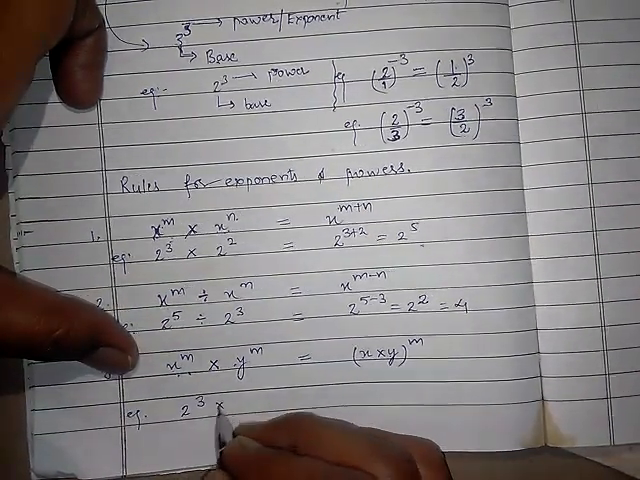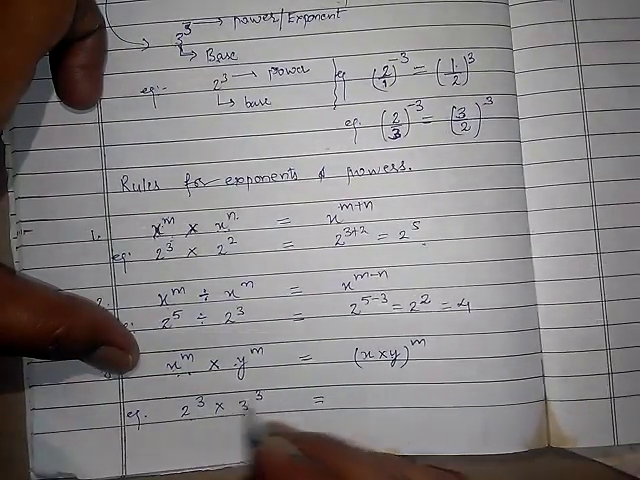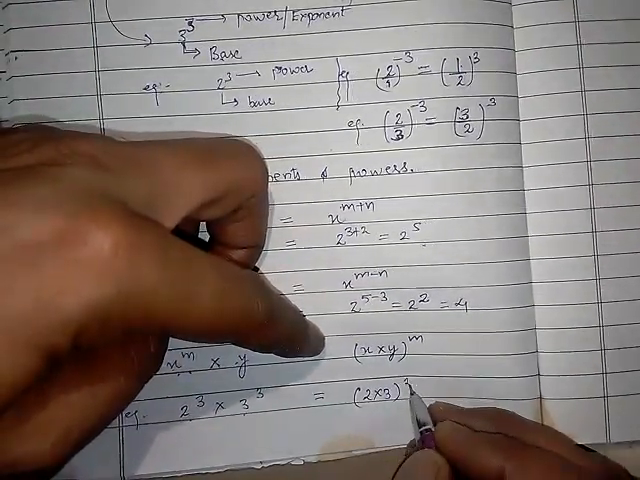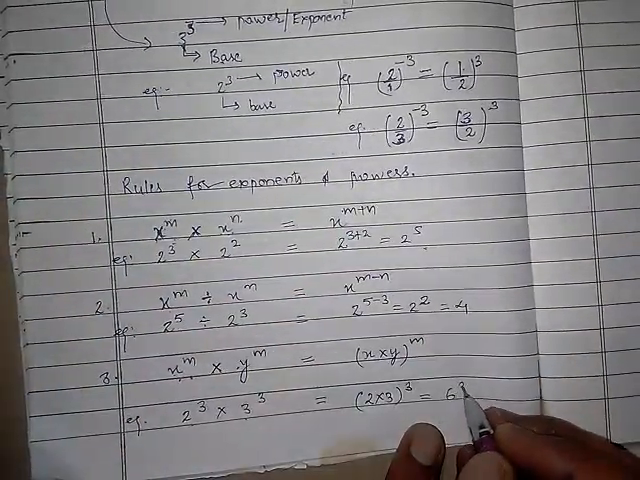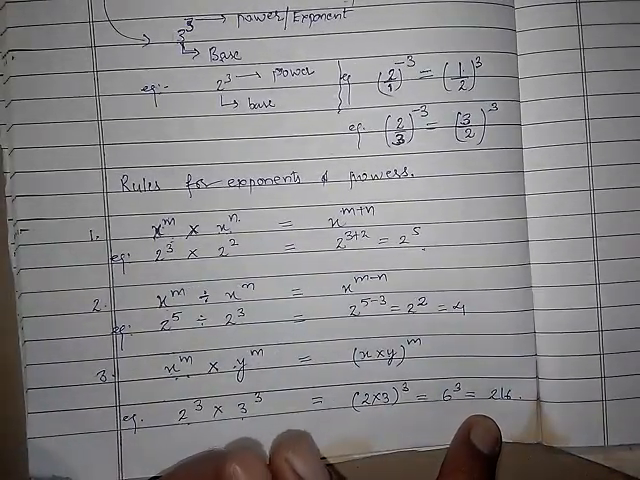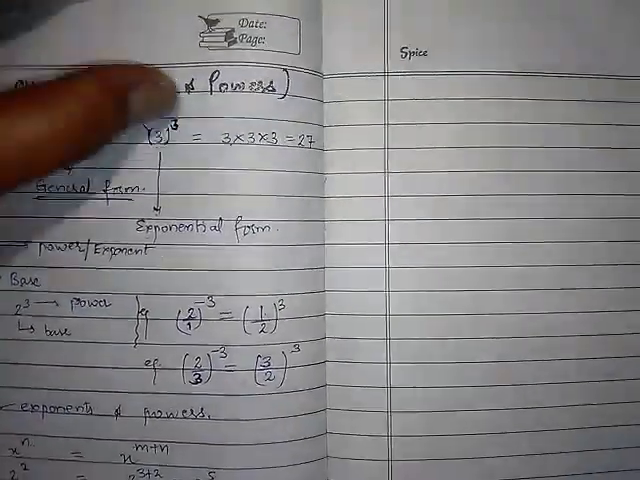So for example, let us take one example here. 2 raised to the power 3 into 3 raised to the power 3. Here bases are different but the powers are same. So what you will do here, 2 into 3 whole raised to the power 3 will give you what? 6 raised to the power 3, which can give you 216. Clear? So this is the third rule. Then let's move to the fourth rule.